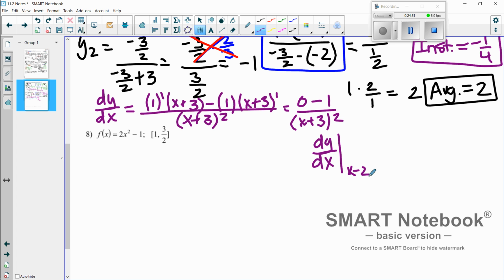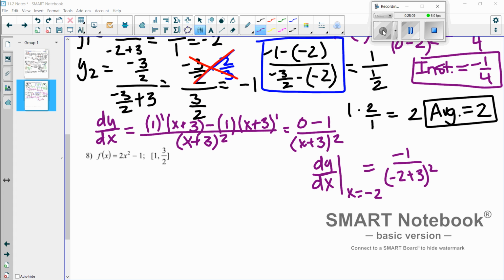Oh boy, I forgot the equal sign there. So x equals -2, okay? And then this is now -1 over -2 plus 3 squared, okay? Okay, definitely made a mistake here. Derivative, I set up the derivative wrong, okay?